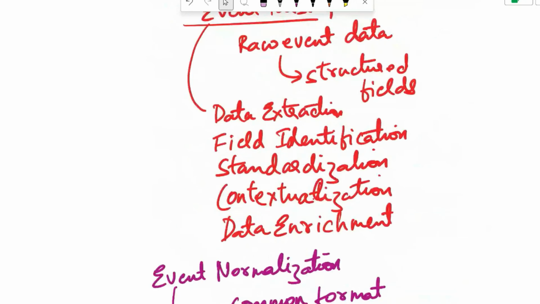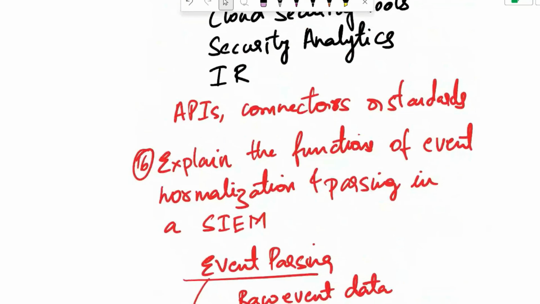So, in summary, event parsing and normalization are fundamental processes that transform raw, diverse, and often complex event data into a structured and standardized format. This adds to effective security analysis, threat detection, and incident response within a SIM environment. These functions enable security teams to make informed decisions based on consistent and contextualized data, ultimately enhancing an organization's ability to protect against cyber threats.